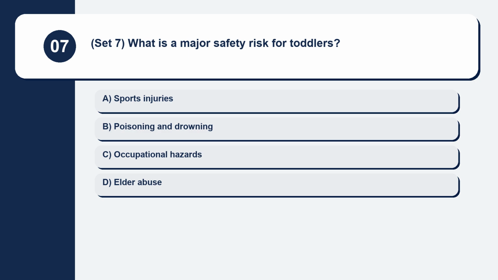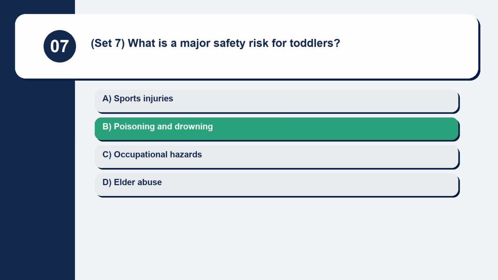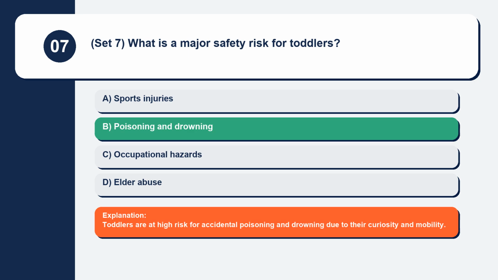Question 7. Set 7. What is a major safety risk for toddlers? Sports injuries, poisoning and drowning, occupational hazards, elder abuse. Toddlers are at high risk for accidental poisoning and drowning due to their curiosity and mobility.